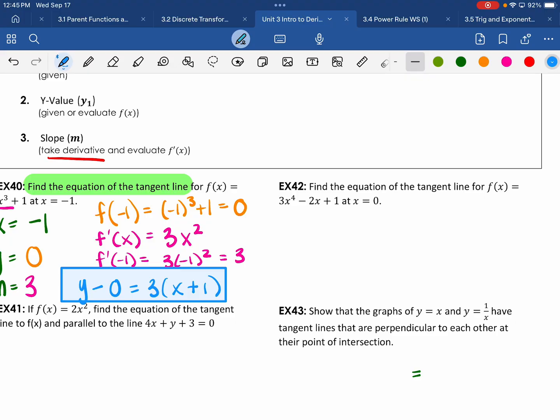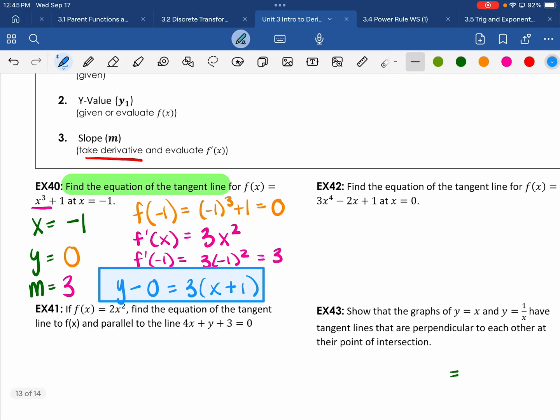Okay, and actually we can. So x cubed plus 1. Nope, not that calculator. Hold on.